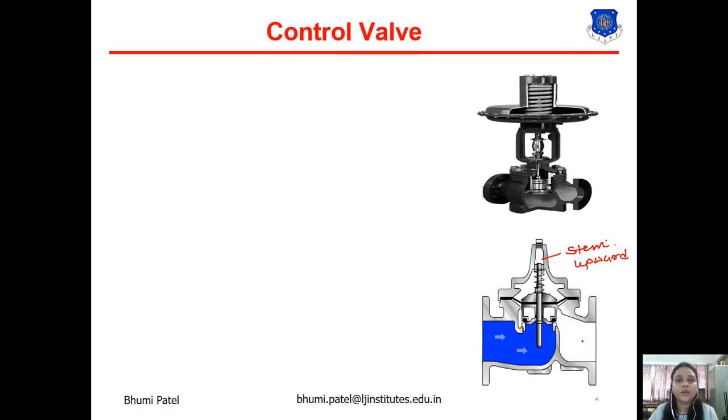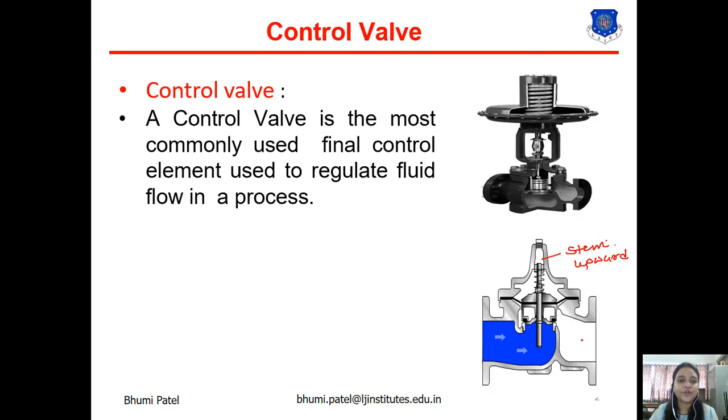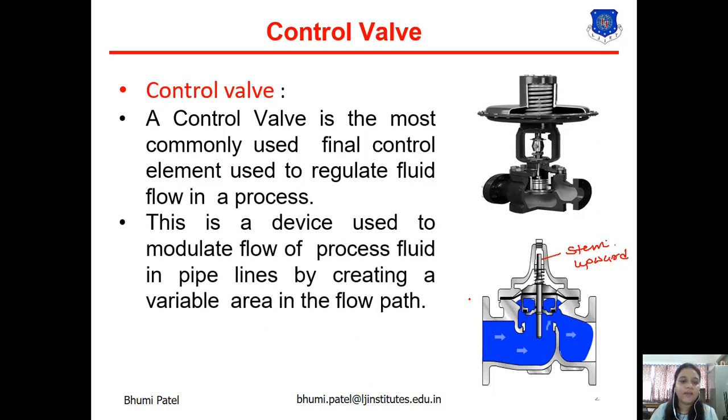So what is the control valve? A control valve is the most commonly used final control element used to regulate fluid flow in a process. It is a device used to modulate the flow of process fluid in pipelines by creating a variable area in the flow path. So this is the definition of the control valve.